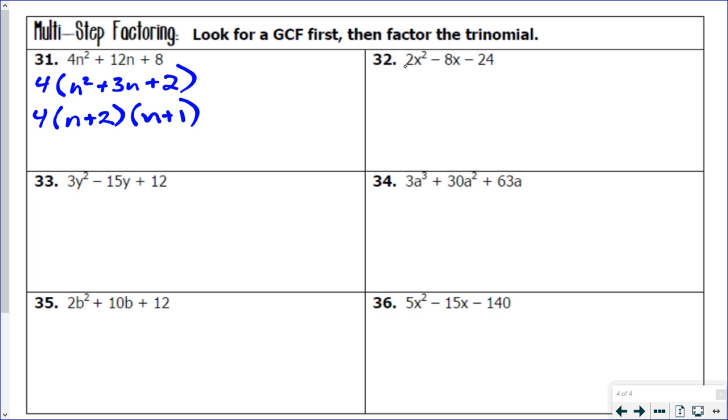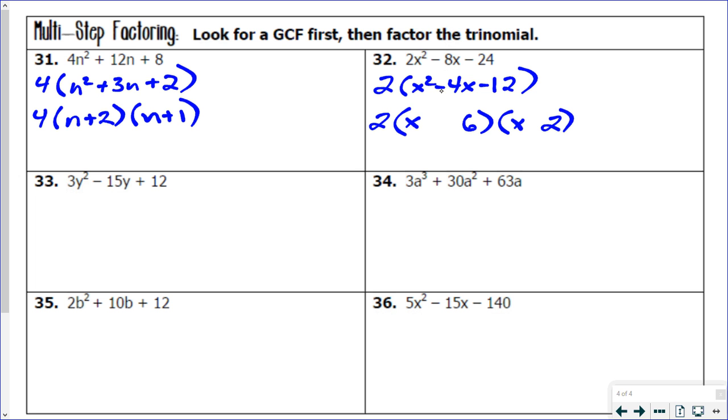All right, on this one I can factor out 2. So factor out the 2, get x squared minus 4x minus 12. So I just divided all those by 2. Multiplies to negative 12, adds to negative 4. So 6 and 2 is 12, 6 minus 2 is 4. Okay, so 6 and 2, x and 6, x and 2. The result comes out negative when I add them. So the bigger number is negative, the smaller number is positive.